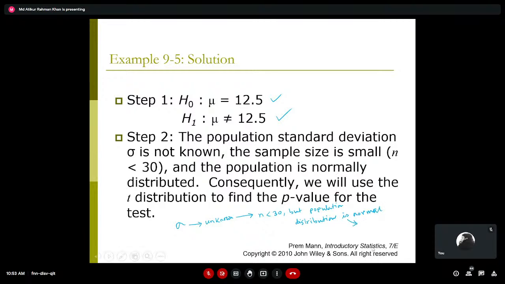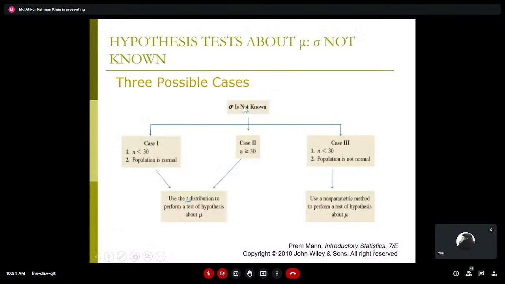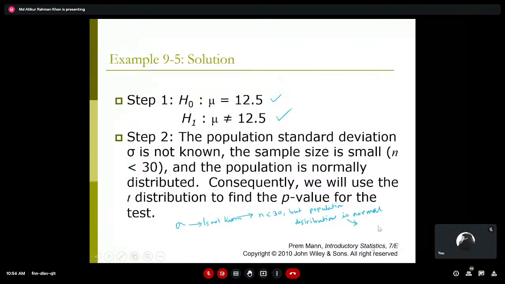You can say sigma is unknown, or sigma is not known. That's essentially the same. Now if you follow through the flowchart: sigma is not known, n less than 30, population is normal, so we use the t-distribution.